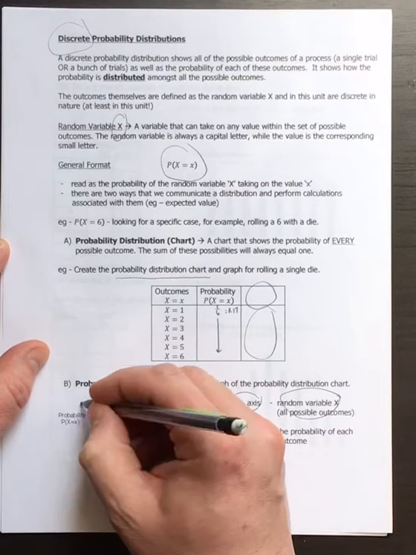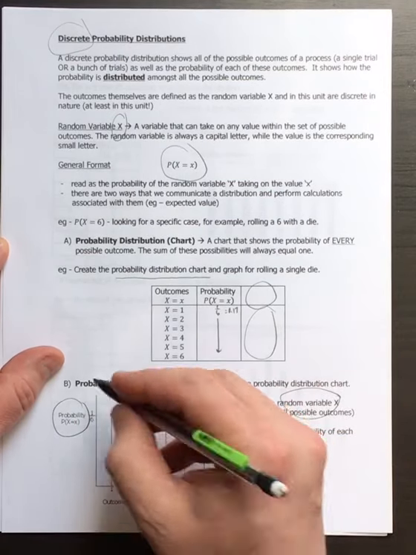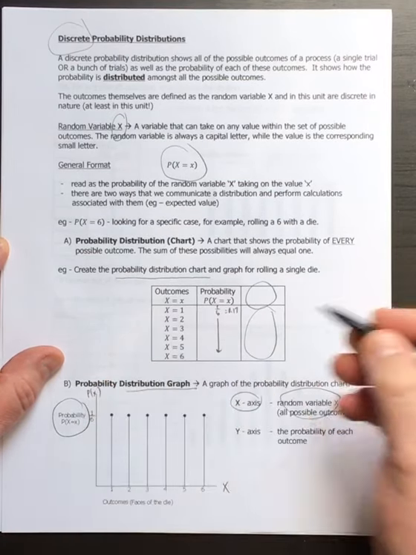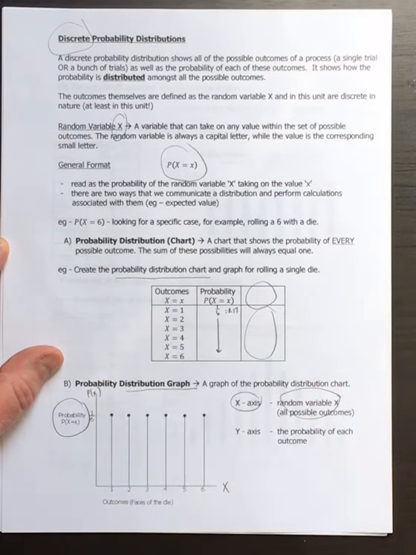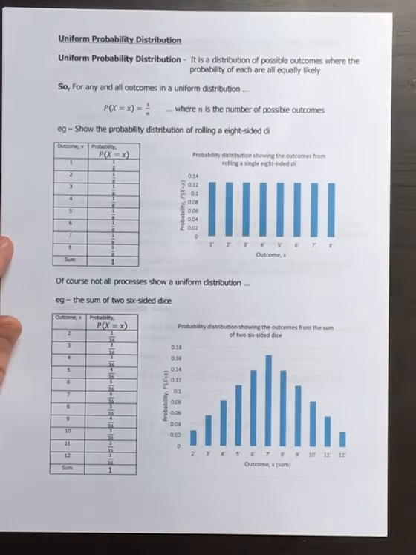And the y-axis is always going to be probability, or p at x, as we usually write that. Okay, so that's that. Anyway, here are some examples of different types of probability distributions, and we'll be going through these in the next couple of units.